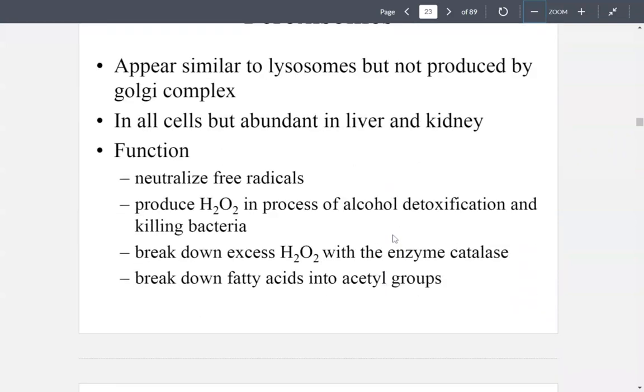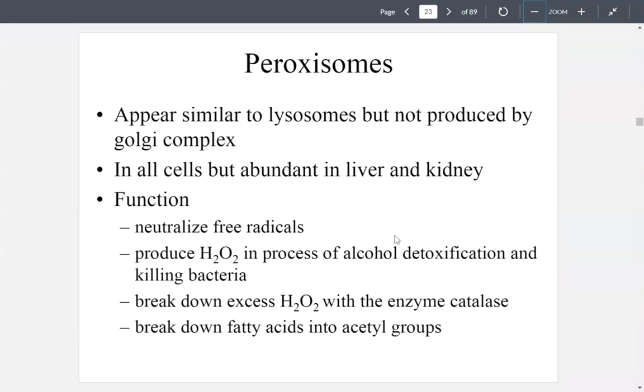Now, peroxisomes are similar to, but slightly different from, lysosomes. One way in which they are different: they're not produced by the Golgi apparatus. However, they are typically found in all cells. They are pouches, they have a single membrane, and they do contain enzymes. However, peroxisomes contain a very special batch of enzymes. These enzymes are designed to break down H2O2, or hydrogen peroxide. Why does this matter? Hydrogen peroxide is a poison. It will kill a cell.